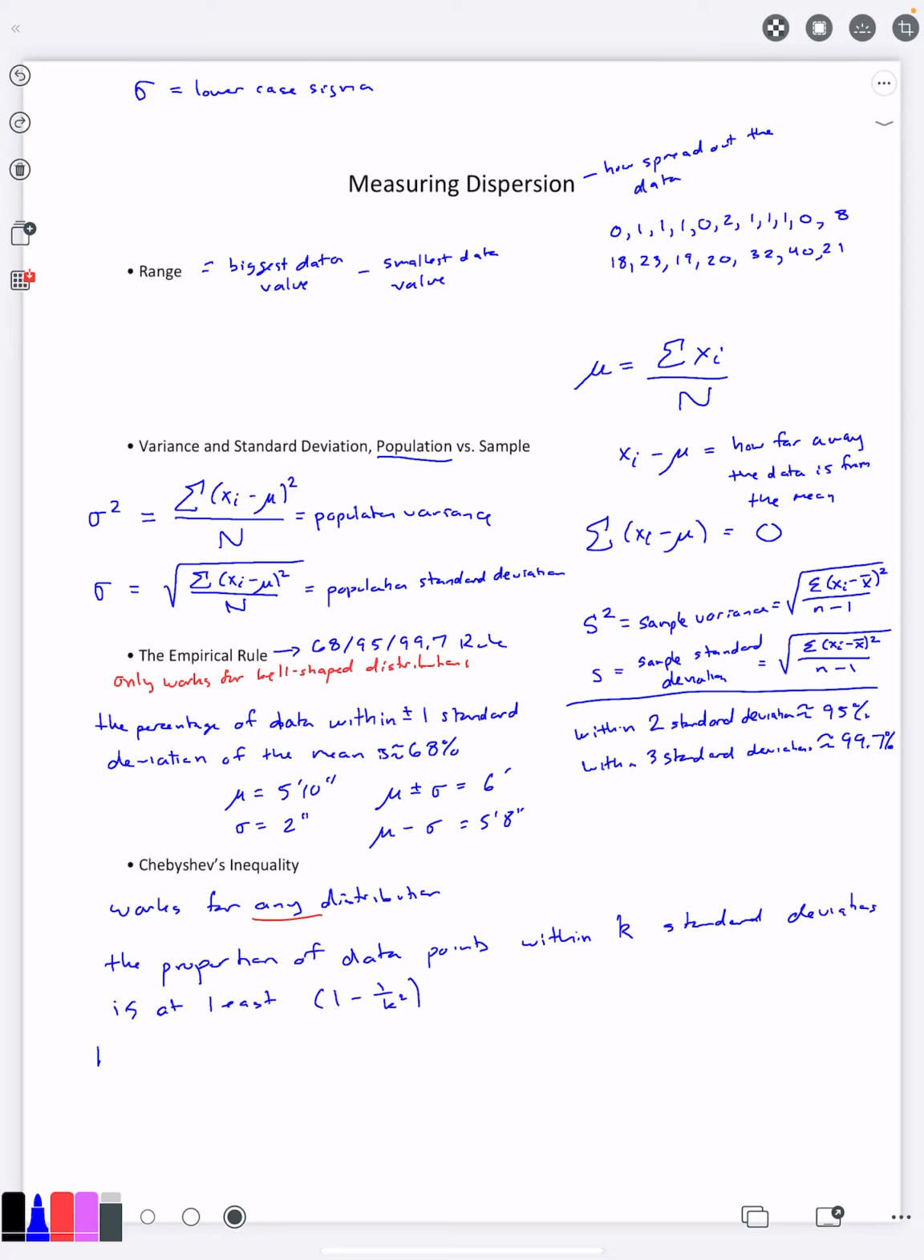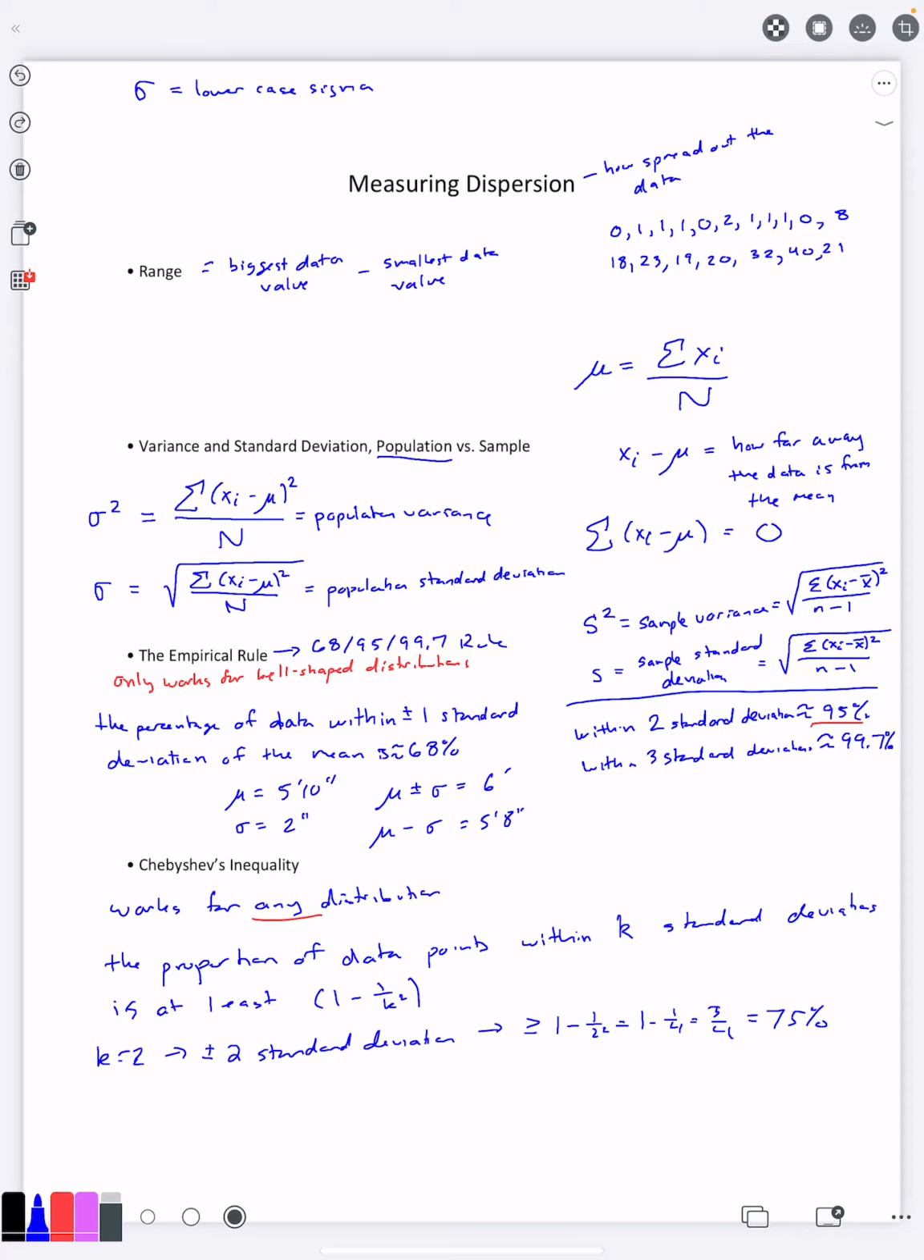So for example, let's say you have k equals 2. That means you are plus or minus 2 standard deviations. What this tells us is you're guaranteed at least 3/4 or 75% of the data are going to be in that range. You might say, why am I doing this? I already know there's going to be 95% from the empirical rule up here. Why do I care about this 75%? That doesn't really help us, but in fact it does, because again, the empirical rule only works for bell-shaped. Chebyshev's inequality works for any distribution. So no matter how weirdly shaped your data is, you know that within 2 standard deviations, you're going to have at least 75% in that range.